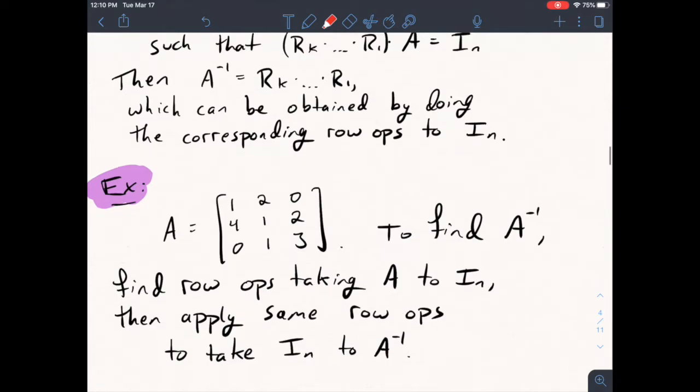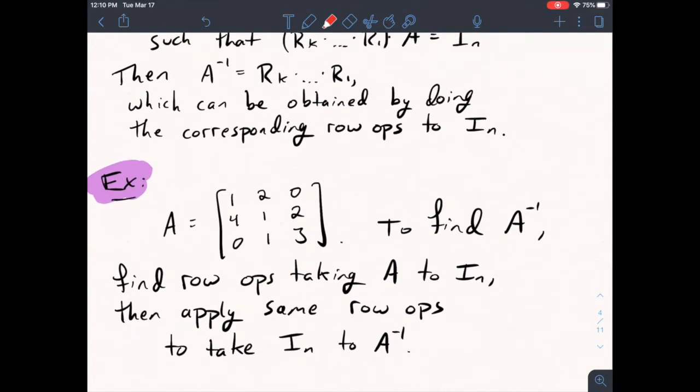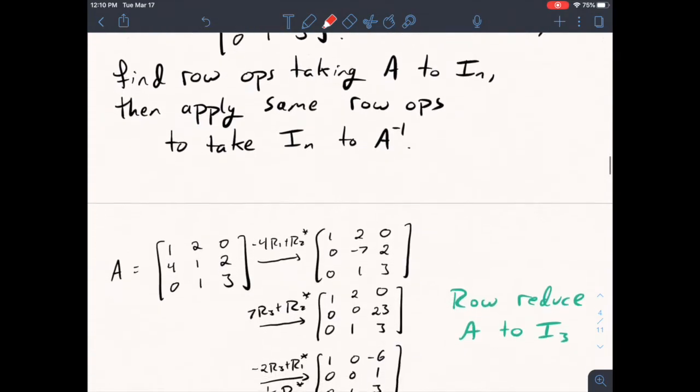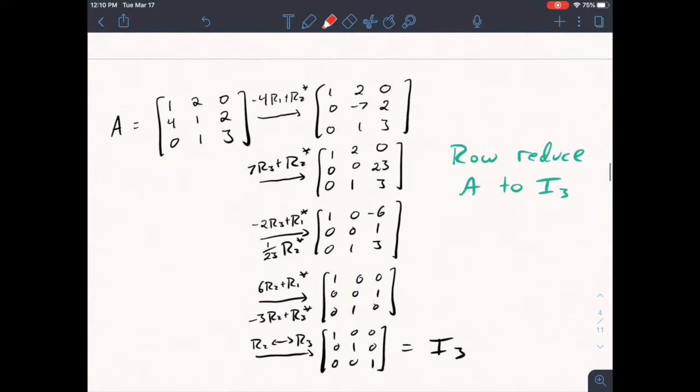All right, so let's return to our example. Let me show you how, with our matrix A, to actually find A inverse. What I do first is I find row operations taking A to the identity matrix. Then I do those same row operations and I take the identity matrix via those row operations to A inverse. Okay, so here are the row operations. Let's just go through them one by one.